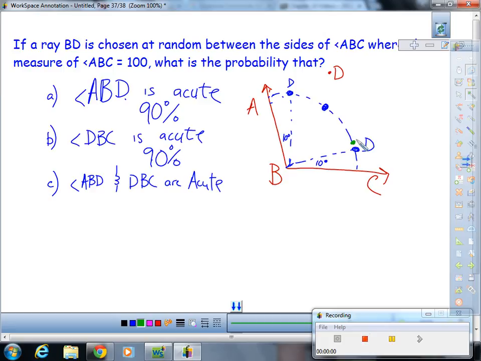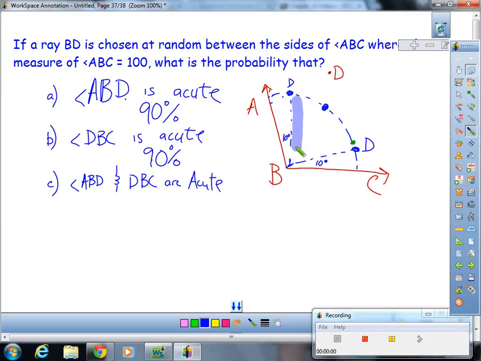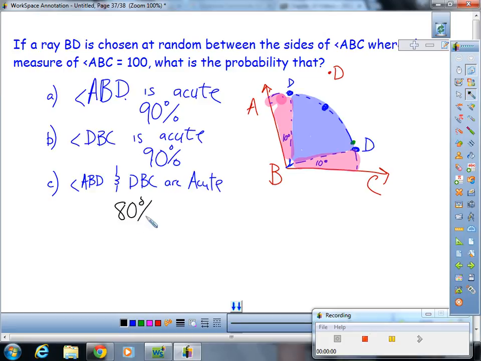So I think that this entire region is a go, and both of these regions represent failures. So I think the answer is what? 80%. What's the book tell you? 4 out of 5? Beautiful. Bam! Boom!